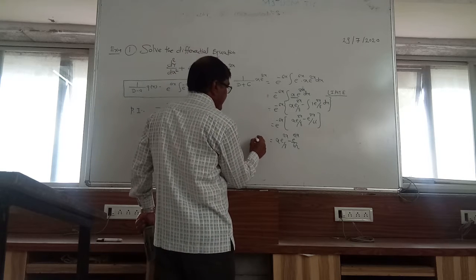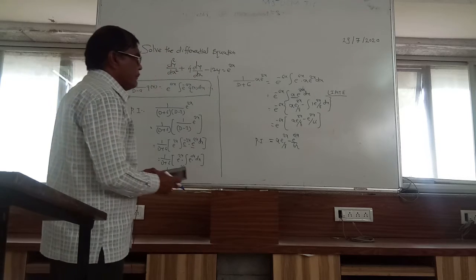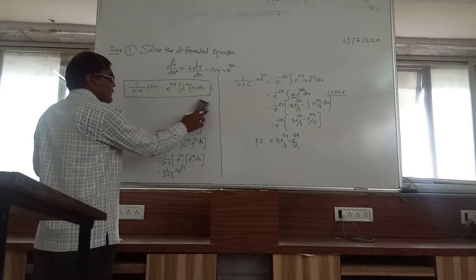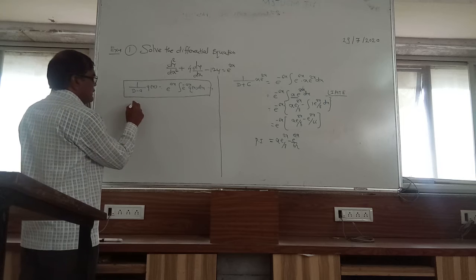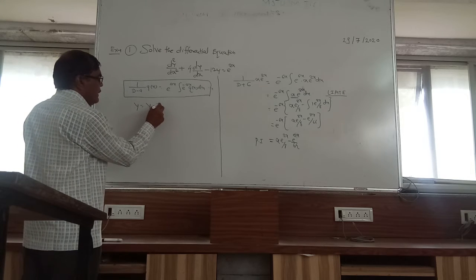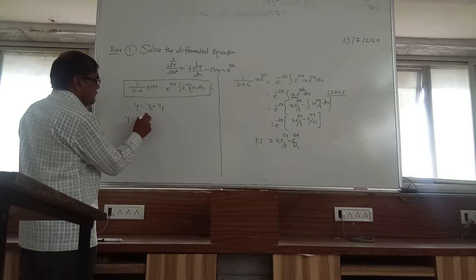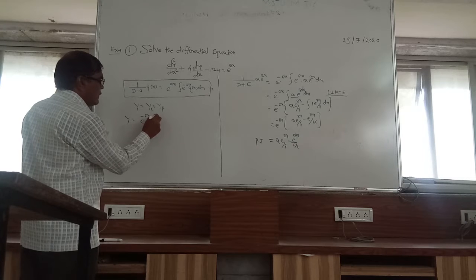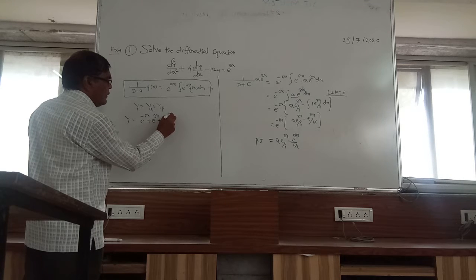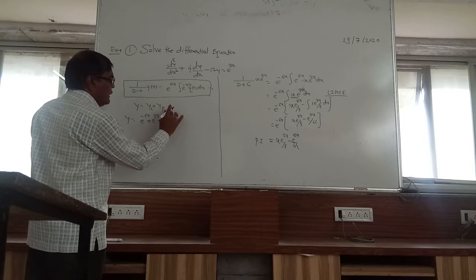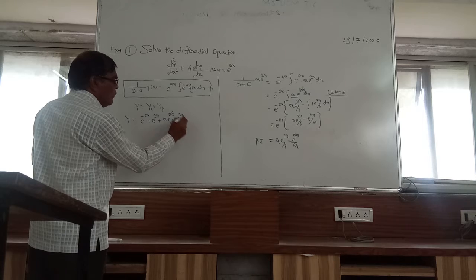This is your yp. But we have yc already, we just have to find yp. So by our formula, y is equal to the complete solution yc plus yp. So we take y is equal to yc, c1 e raised to minus 6x plus c2 e raised to 2x, plus yp, which is x into e raised to 2x upon 8 minus e raised to 2x upon 64.